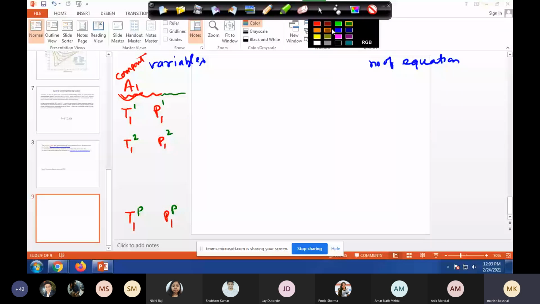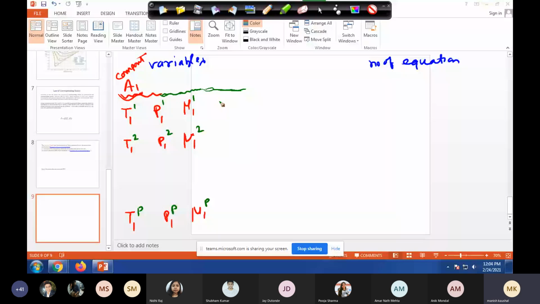mu1 up to mu1. Okay. And then of course 1, 2 up to P. Okay. Anything else? I guess mole fractions, that are also variables, no? That also we have to write.